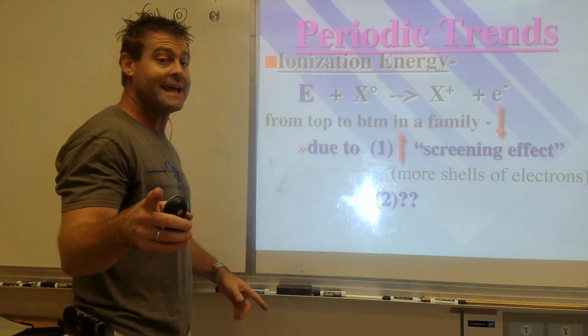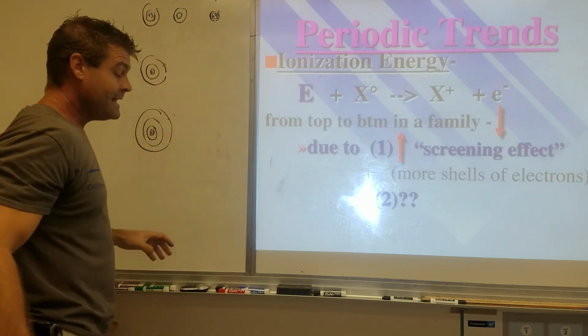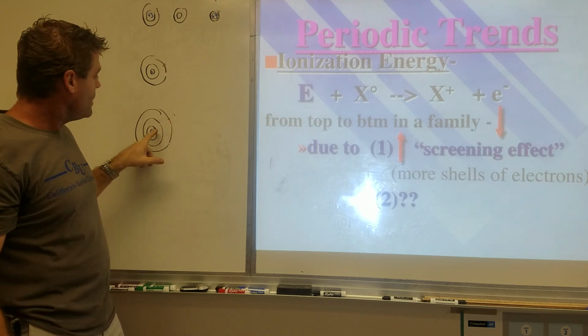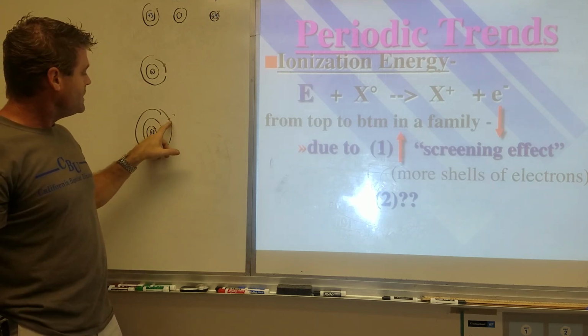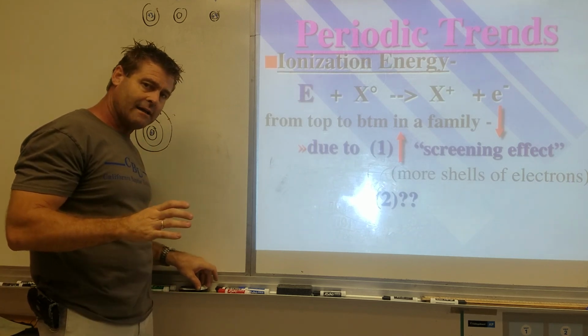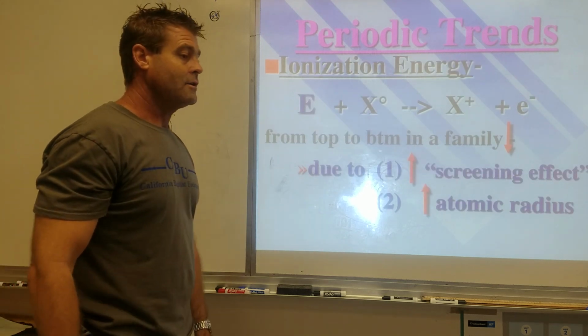More shells of electrons. And then, last one, you guys can notice it, the atoms are getting bigger. So the outer electron in elements toward the bottom, the distance between the outer electron and the nucleus is much greater, and therefore the force of attraction is not very strong, and therefore it's easier to remove. So because of the increase in the atomic radius.